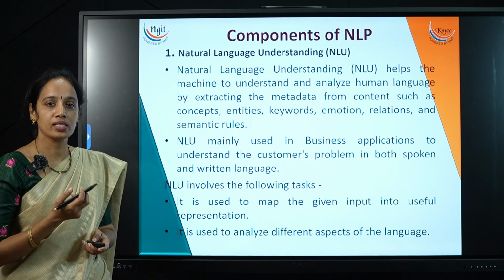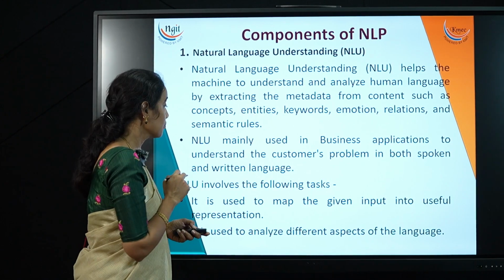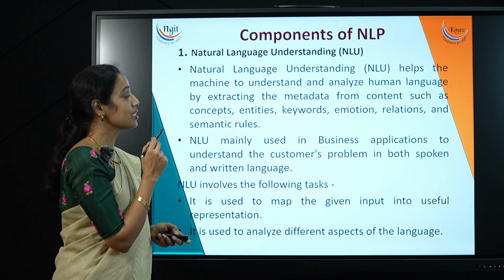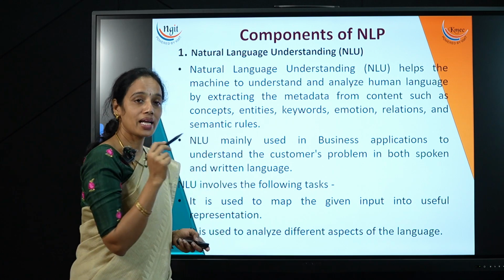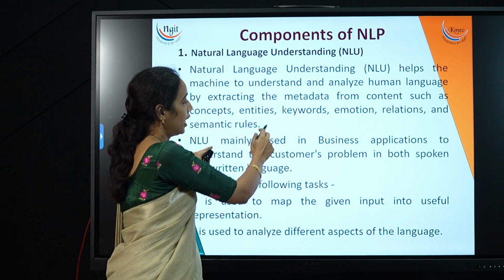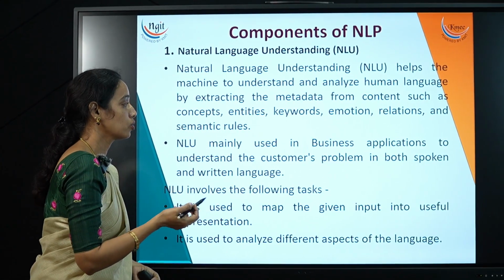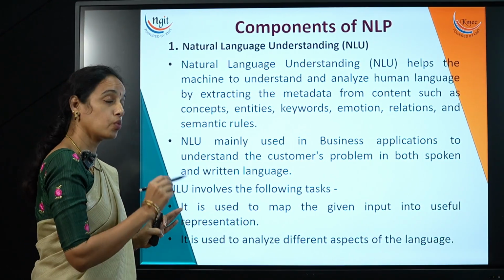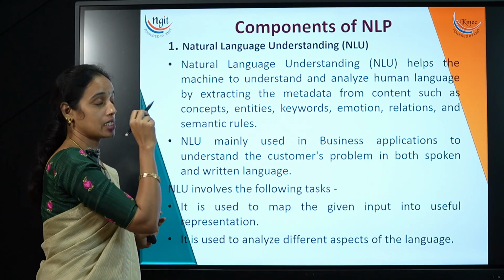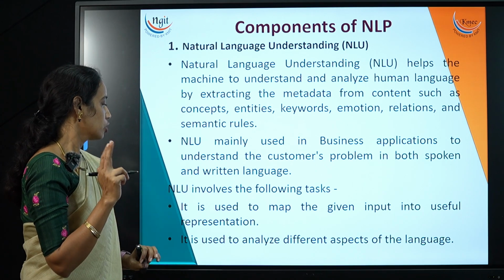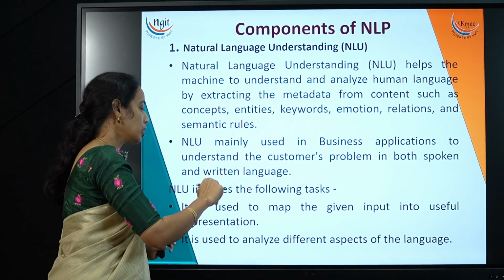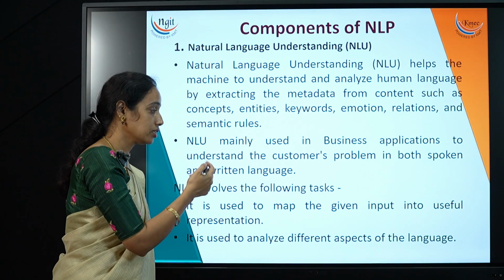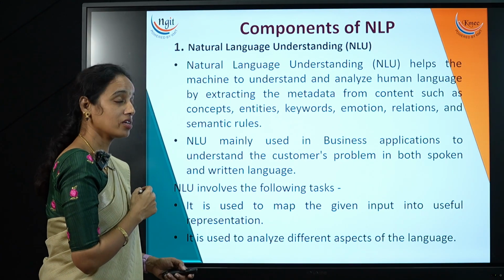Let us discuss the components of NLP: natural language understanding and natural language generation. First, NLU, natural language understanding, helps the machine understand and analyze human language by extracting metadata from content such as concepts, entities, keywords, emotions, relations, and semantic rules. Mainly, NLU is used in business applications to understand the customer's problem in both spoken and written languages. That is why you use natural language understanding. It involves two tasks: mapping the given input into a useful representation, and analyzing different aspects of the language.